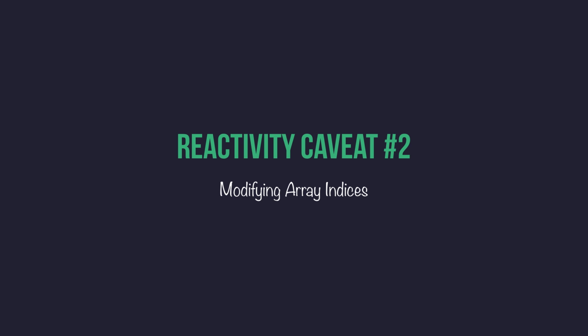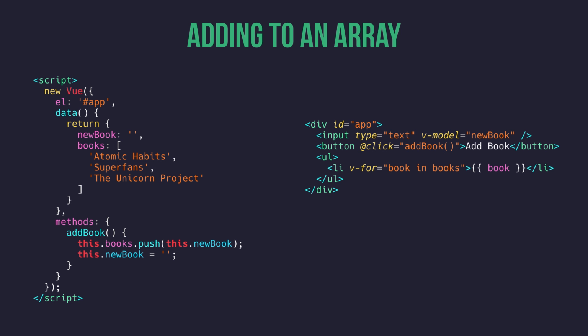Caveat number 2, modifying array indices. So let's say we had a book array. We have 3 books there, and we're displaying them over on the left. When I call the add book method, so when I click a button, I'm going to add a new book. We go ahead and push a new book, this.newBook, which is whatever the value of the input element is. We're just going to push that new book onto the array and then clear that out. So this is going to work just fine.